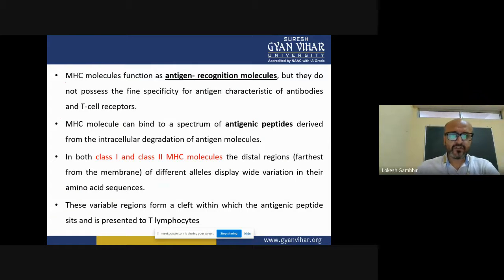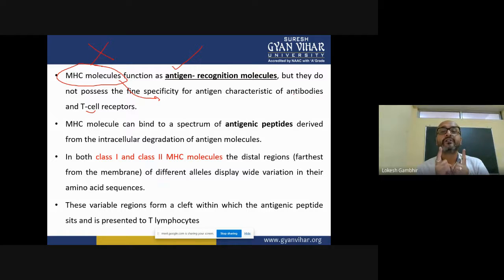So your MHC molecule is a recognition molecule. It will recognize the antigen. But this MHC molecule does not have any kind of specificity for any specific antigen or any antibody or T cell receptor. So it does not play any role in giving specific clonal propagation or increasing the specificity of T cells or antibodies. Its pure function is just antigen recognition. That's it. And it can bind to a variety of antigens.